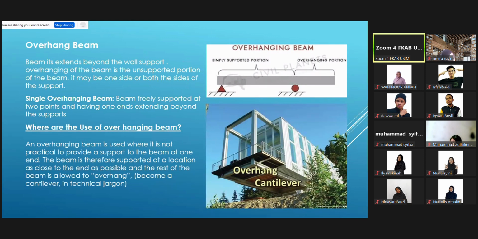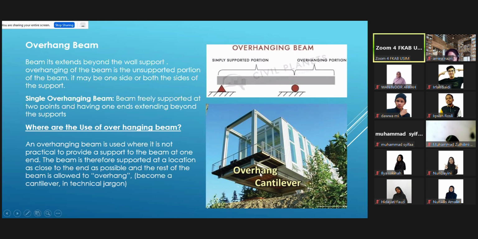Where is the overhanging beam used? Some people call it cantilever, some people call it overhang. So an overhanging beam is used where it is not practical to provide support to the beam at one end. Maybe it's not possible to make a support here. We hang it, hanging means cantilever. It overhangs exactly like this. To be safe, you have to have this beam here.